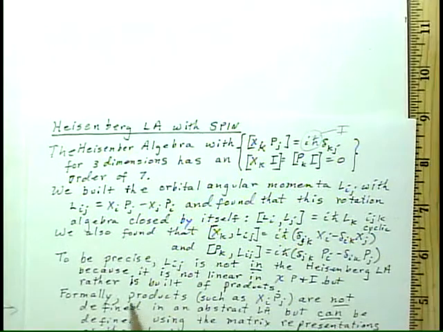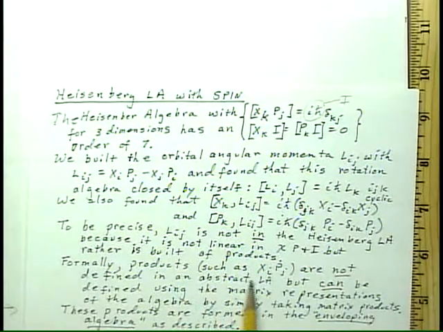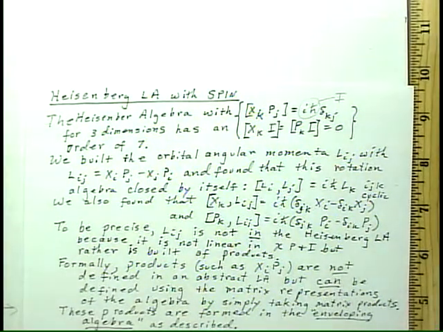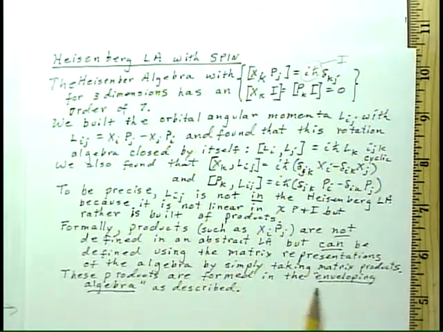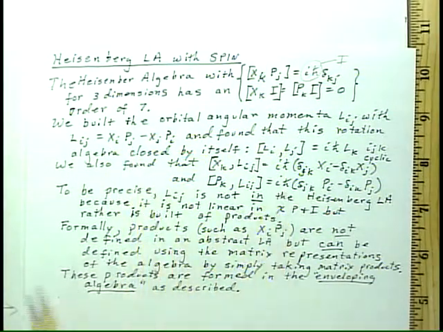It is, however, in something called the enveloping algebra. Formally, products such as xi-pj are not defined in the abstract algebra, but they can be defined using the matrix representations once you have a representation of that algebra. And that's because when you find the representation, you can take matrix products. And using those matrix products, one can then take commutators, and taking the commutators, one can then form new Lie algebras. Now these products are formed in this enveloping algebra of the products of matrices that act upon the representation space.